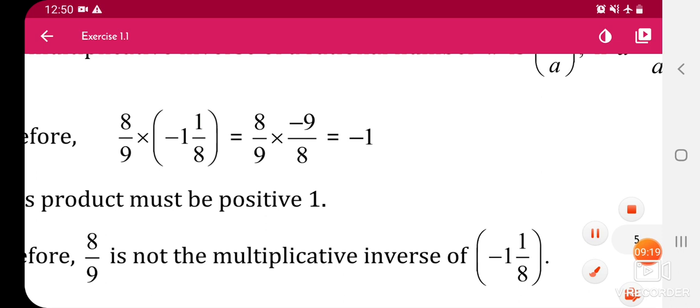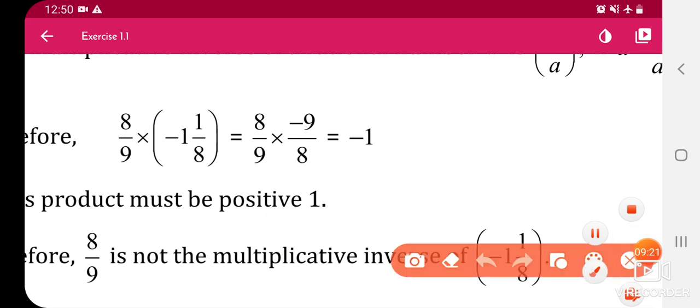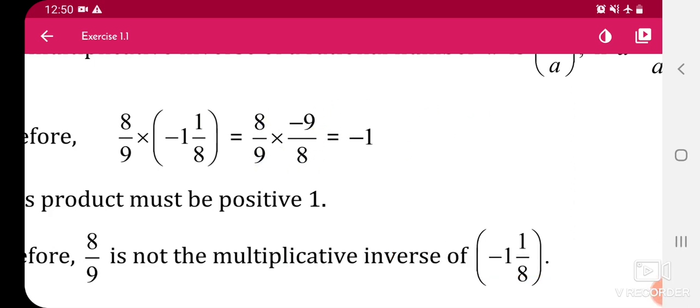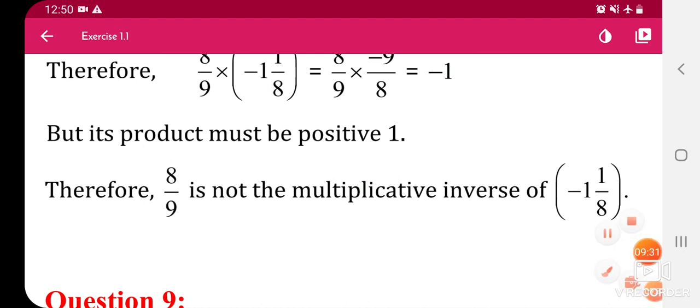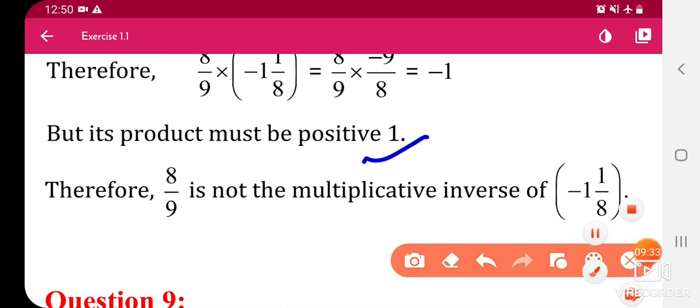Okay, so let's see. Minus 8 upon 9 into minus 9 upon 8. When we cancel this 9 and this 8, the answer is minus 1. But the answer we require is positive 1. The product must be positive 1, and here we got minus 1. Therefore 8 upon 9 is not the multiplicative inverse of minus 1 upon 8.